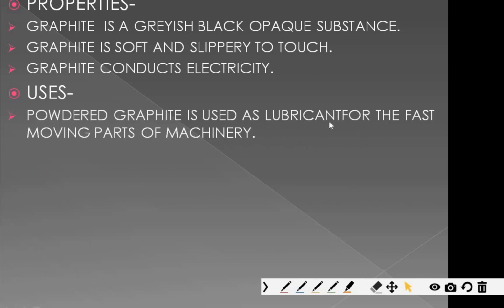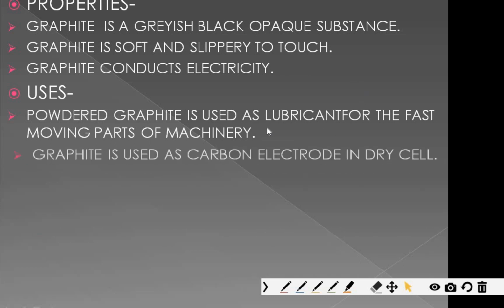Powdered graphite is used as lubricant for the fast moving parts of machinery. I showed you graphite is soft and slippery to touch. This is why it is used as a lubricant.